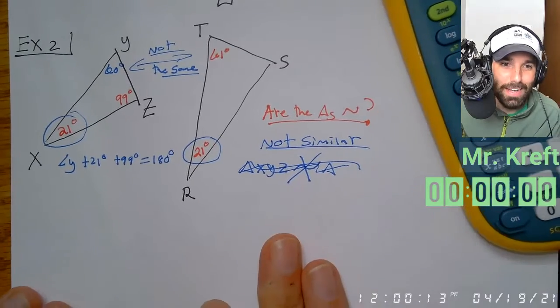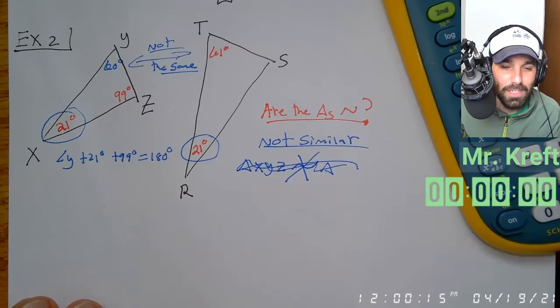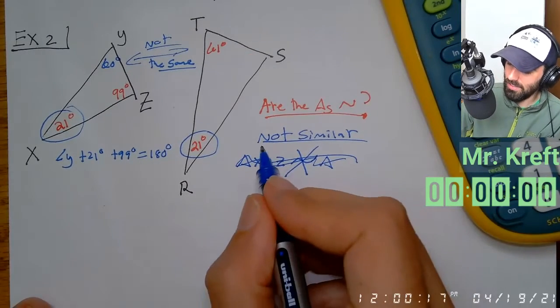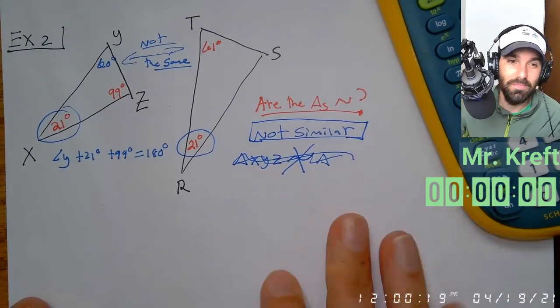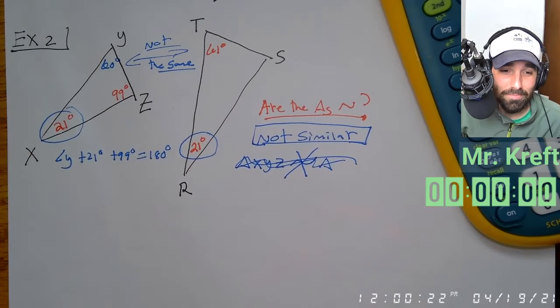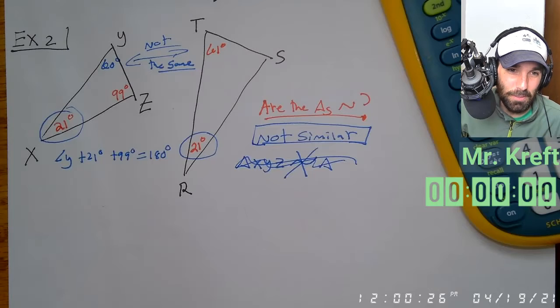Between looking like a bad symbol and being able to show what goes together, let's just say not similar. Okay, so they're not similar. Yeah, I agree, let's avoid that. All right, so not similar. They're not similar. Boom, easy peasy. You guys can do this.